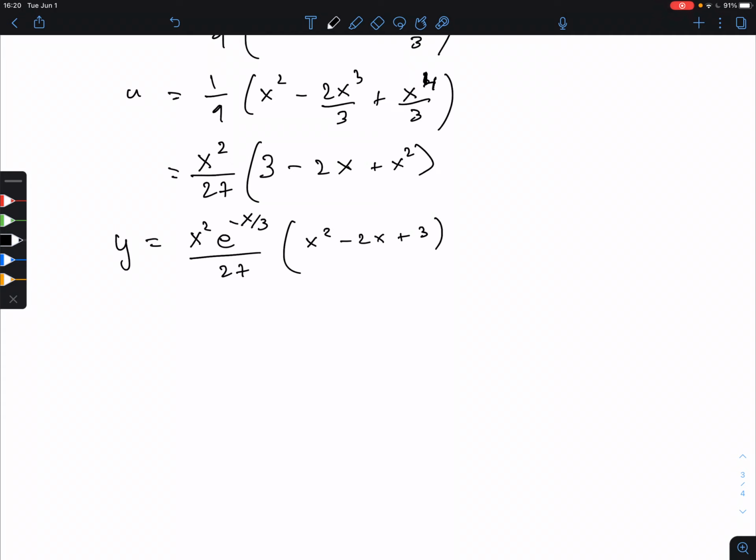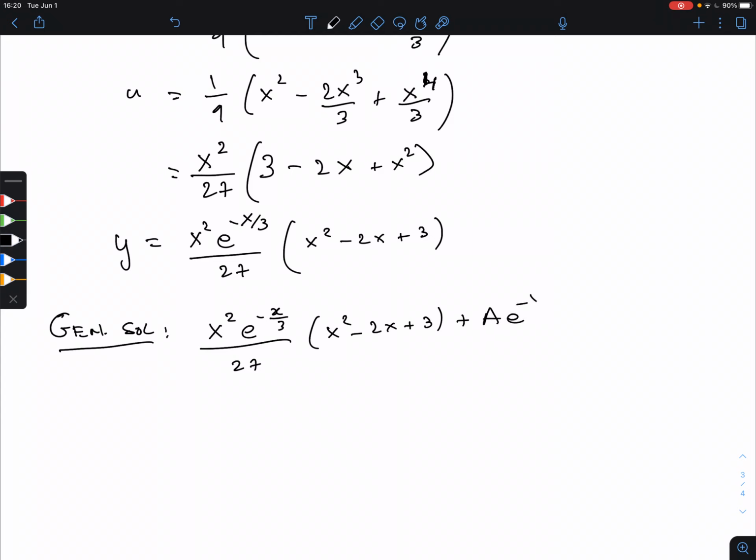Okay, so what is the general solution? That is this guy, x squared e to the minus x over 3. No, sorry, let me write this a little bit neater. e to the minus x over 3 divided by 27, x squared minus 2x plus 3, plus a times e to the minus x over 3, plus bx e to the minus x over 3. And so in fact you can actually factor out the e to the minus x over 3 in everything.